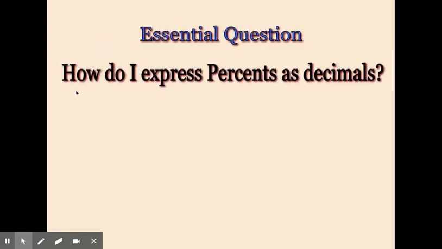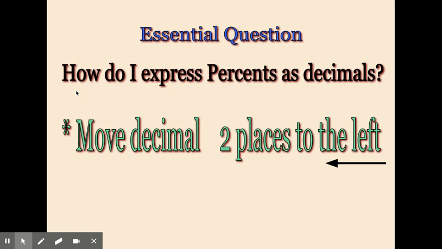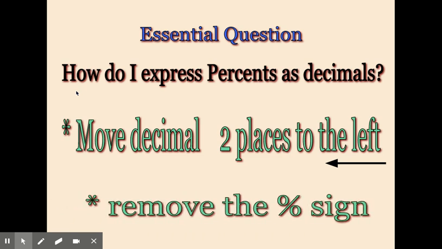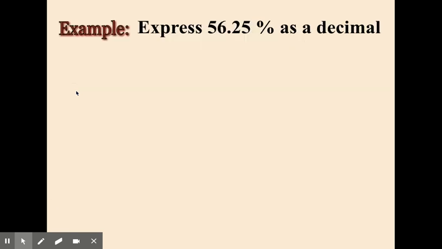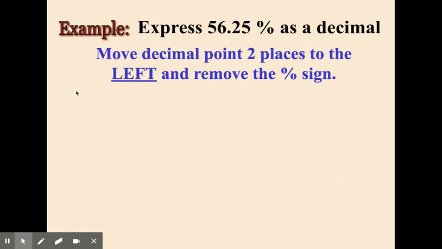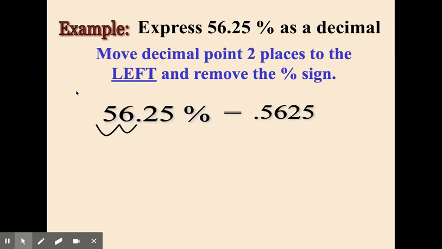How do I express percents as decimals? Now we're going to do the opposite. We're going to move the decimal 2 places to the left when I have a percent and want to make it a decimal. And then we just remove the percent sign. So I have 56.25%. I want to make that a decimal. Move the decimal 2 places to the left and remove the percent sign. So 56.25%. Move the decimal twice over to the left. And that gives me 0.5625.